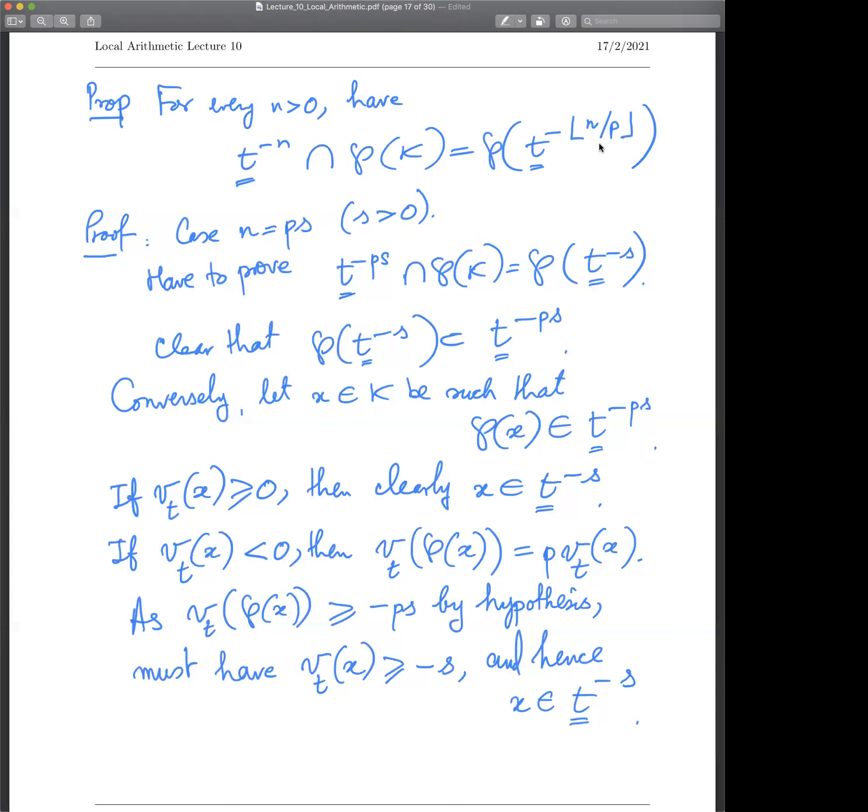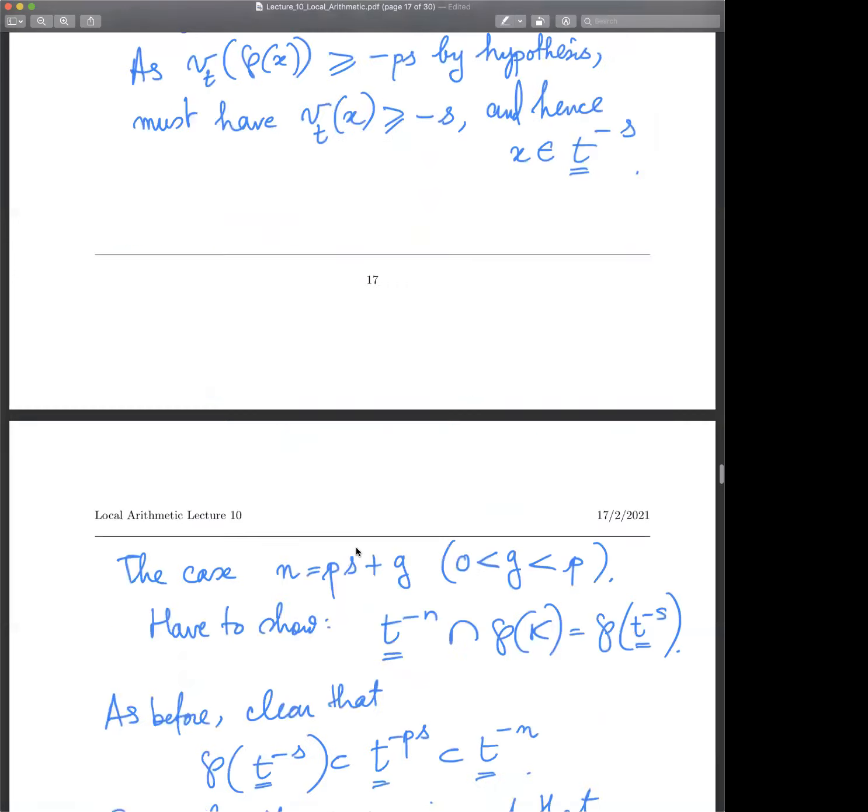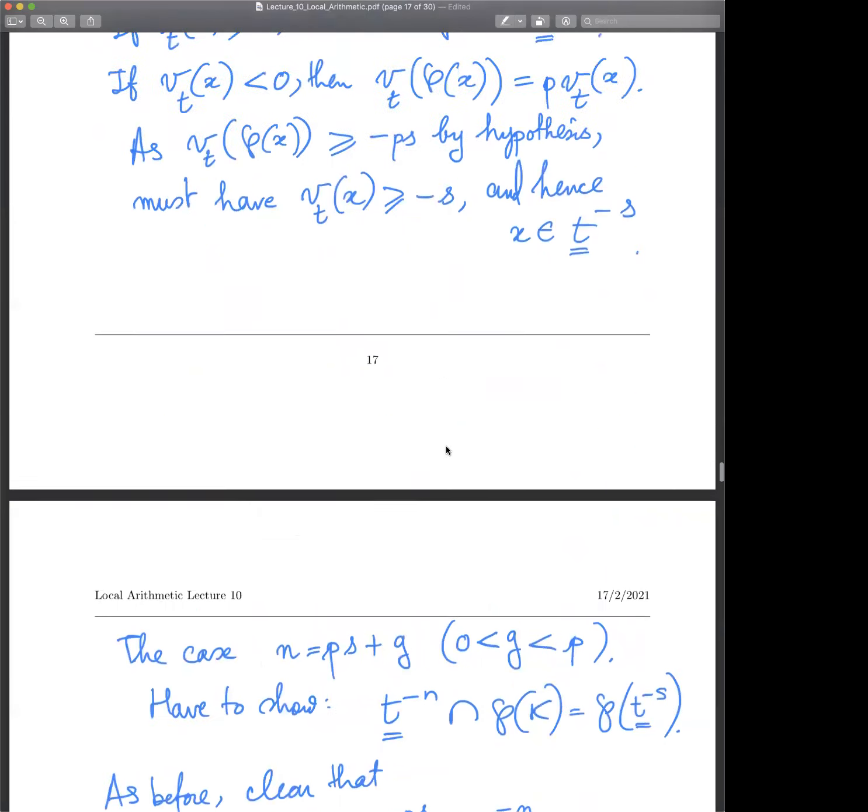The floor of n plus 2, where n is an integer, is n, and the floor of n minus 2, where n is an integer, is n minus 1, etc. So this is the statement of the proposition. In order to prove it, we consider two cases: when n is a multiple of p, and then we will consider what happens when n is prime to p.